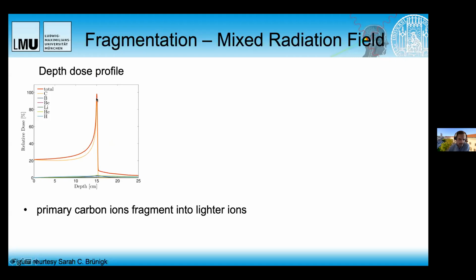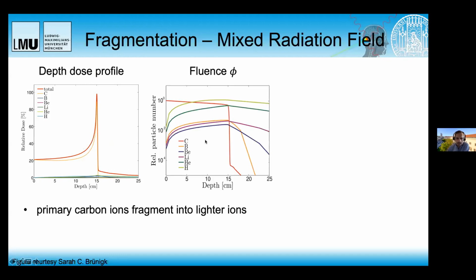the dose, in red. And you can see the main part of those is given by the primary carbons, but there are also some lighter fragments that even penetrate deeper beyond the Bragg peak, so to say, and they contribute to the dose tail. So the carbon ions produce fragments.